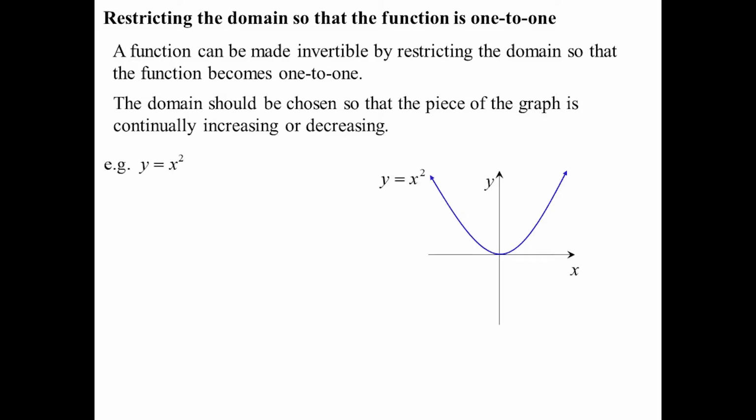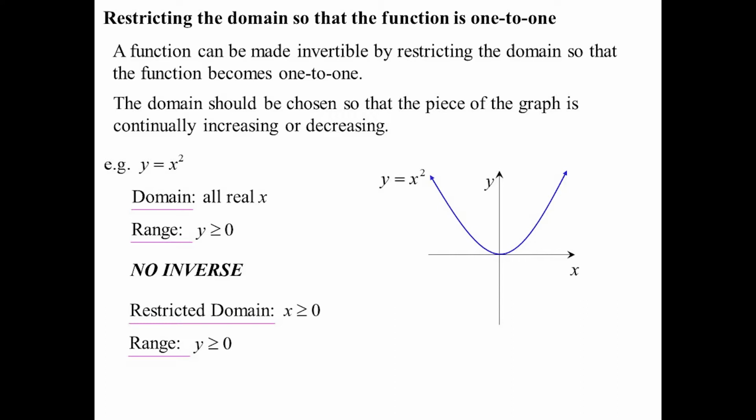So here's y equals x squared. And y equals x squared, of course, would fail the horizontal line test. Domain all real x, range is y greater than or equal to 0. But no, it won't have an inverse. So I want to pick a piece of the parabola so that it's always increasing or always decreasing. Now there are two choices I could make. Well, I'm going to go for the increasing one, because when we restrict our domain, there are sort of things we look for. We try and keep it in the positives if we can.